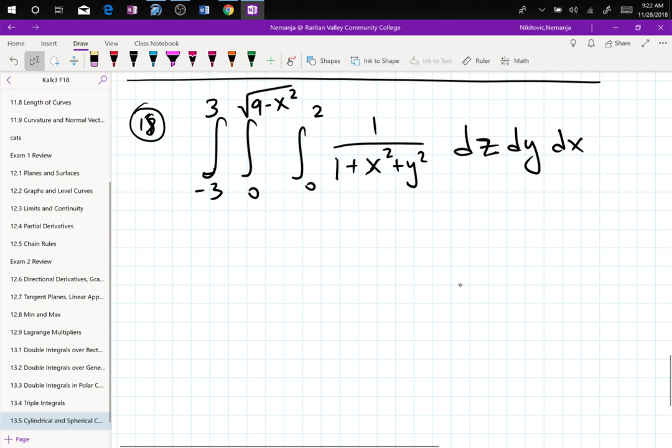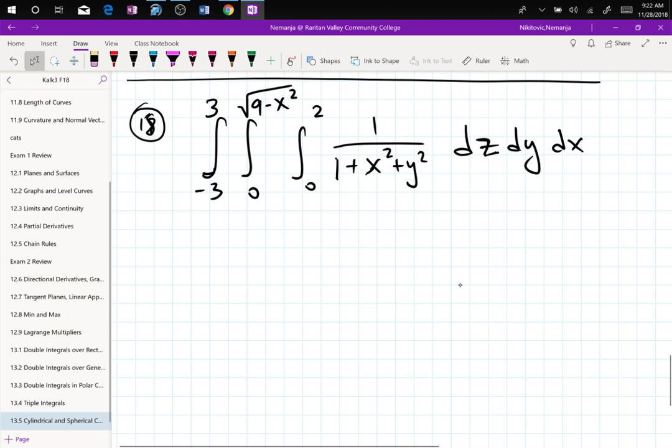So what do we do? We'll convert it to polar coordinates. As soon as you see this beautiful, wonderful x squared plus y squared, as soon as you see 9 minus x squared or 9 minus y squared, guys, that stuff is screaming circles, right? So that is an immediate invitation for us to convert this into polar coordinates.